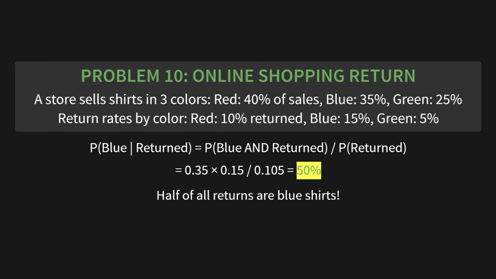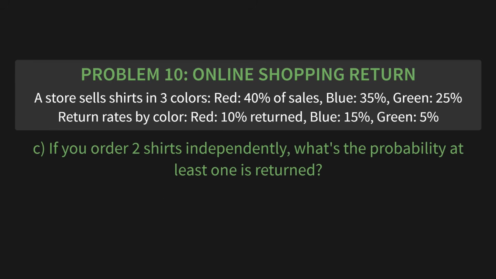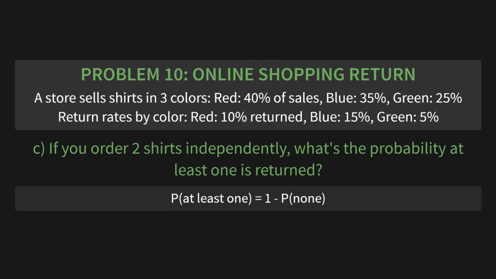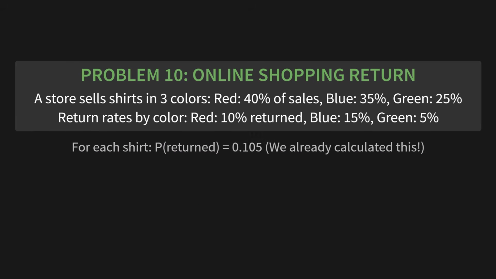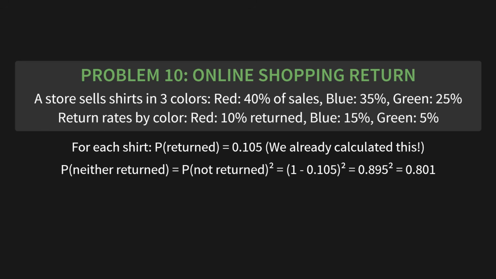Okay, last part. If you order 2 shirts independently, what's the probability at least one gets returned? This is where we combine independence with the complement rule. It's like a probability combo move. Each shirt has a 10.5% chance of being returned. Now, for at least one problems, here's the trick. Calculate the probability that neither gets returned first. That's easier. The chance both shirts are keepers works out to about 80%.